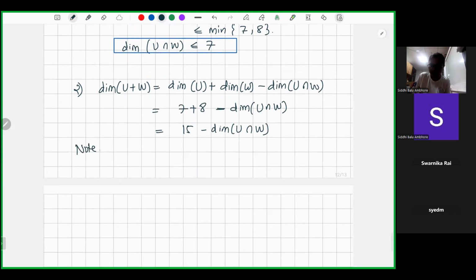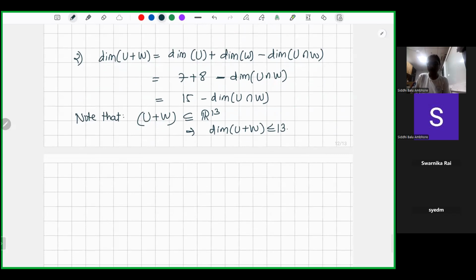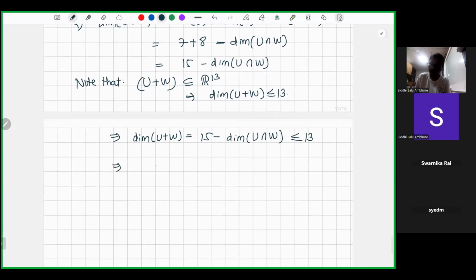And note that U plus W is a subspace of R13. So this implies dimension of U plus W will be less than or equal to 13. So 15 minus dimension of U intersection W is less than or equal to 13. This implies that 2 is less than or equal to dimension of U intersection W.